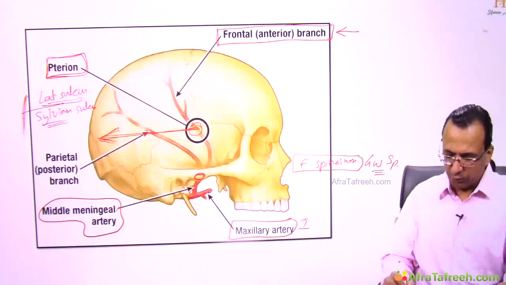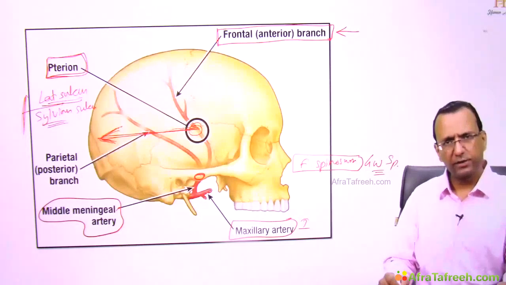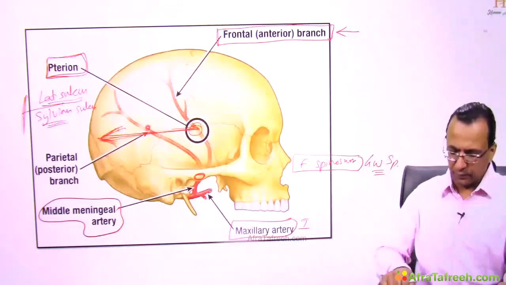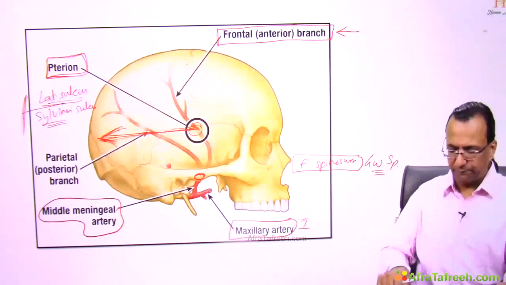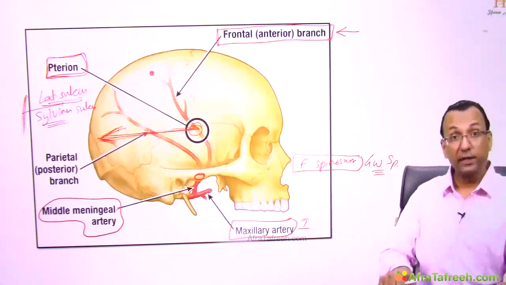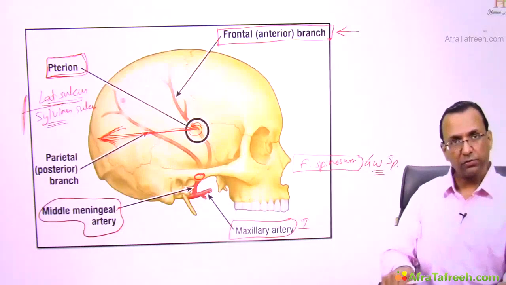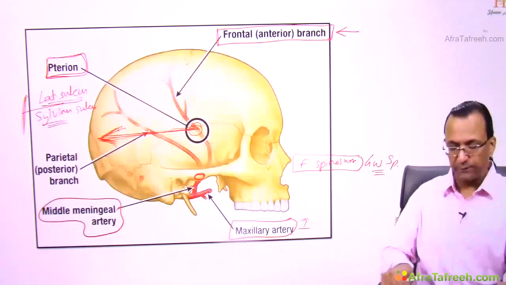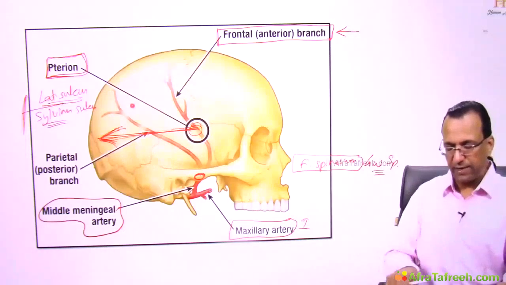You mean to say deep to the skull there is cerebrum? Yes. And in the cerebrum there is some lateral sulcus separating temporal lobe below and parietal lobe above. Yes, parietal bone, parietal lobe, temporal bone, temporal lobe. So temporal lobe is separated from parietal lobe by lateral sulcus, and lateral sulcus begins at the pterion.